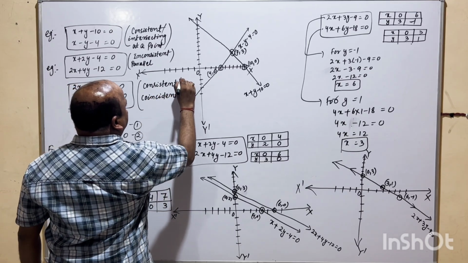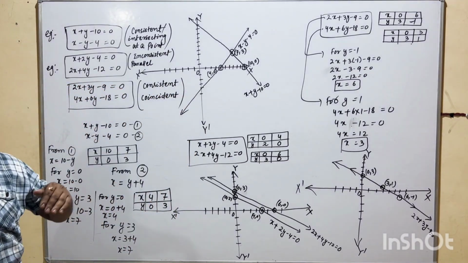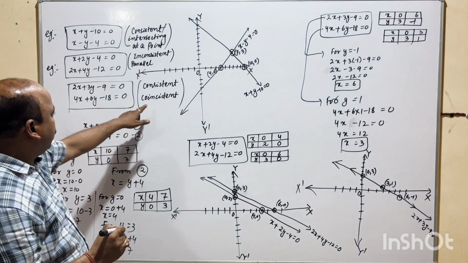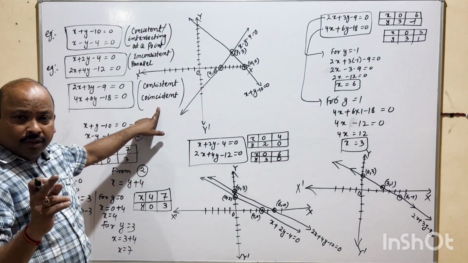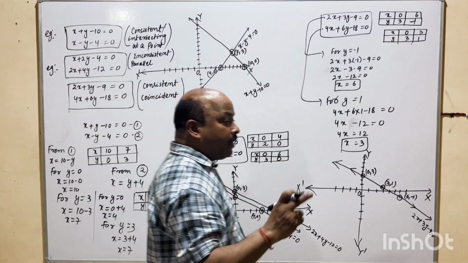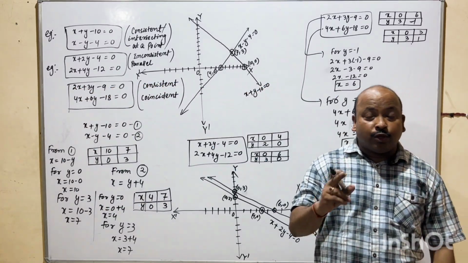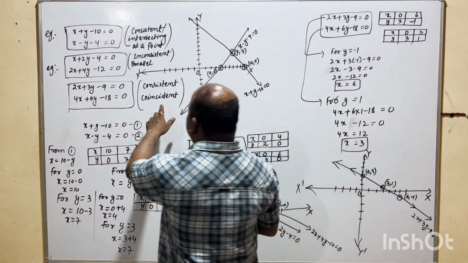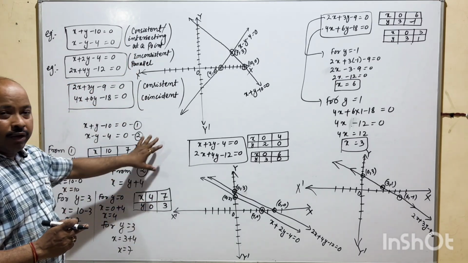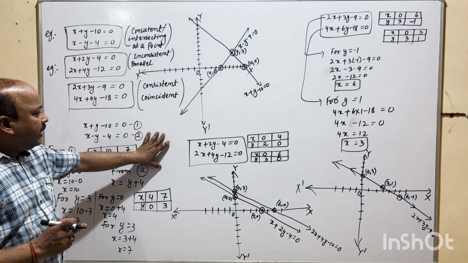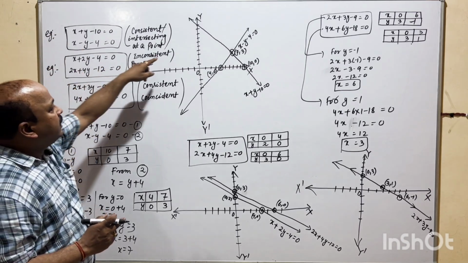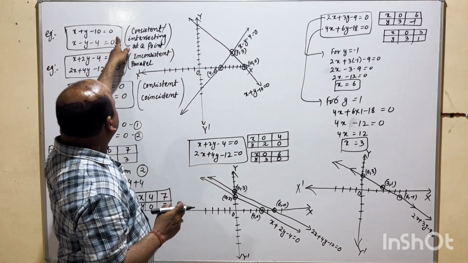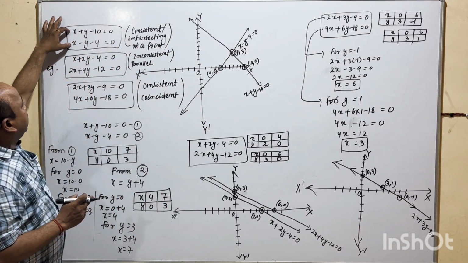I told you that a pair of equations which are equivalent has infinitely many solutions. Such a pair is a dependent pair of linear equations in two variables, and a dependent pair of linear equations in two variables is always consistent. So इसलिए ये consistent हो गया. Okay.